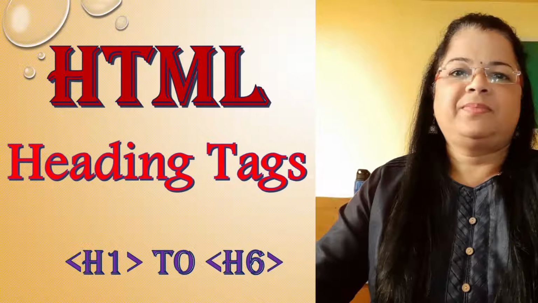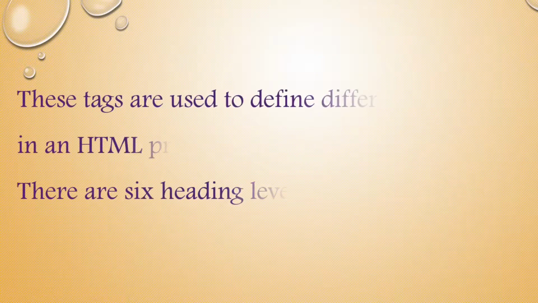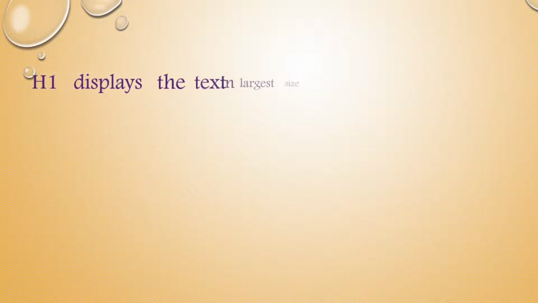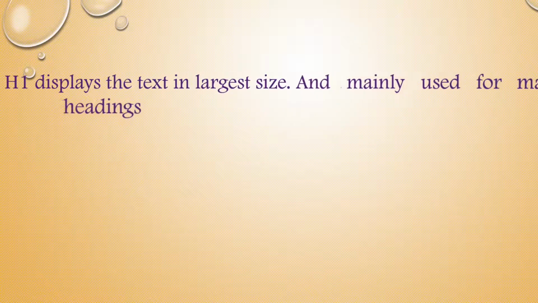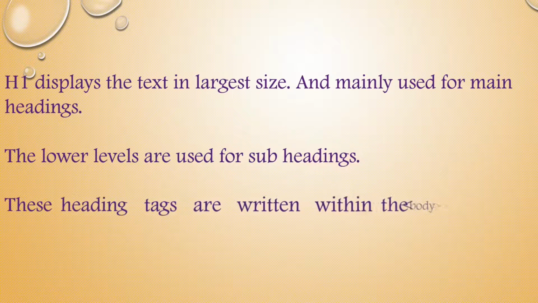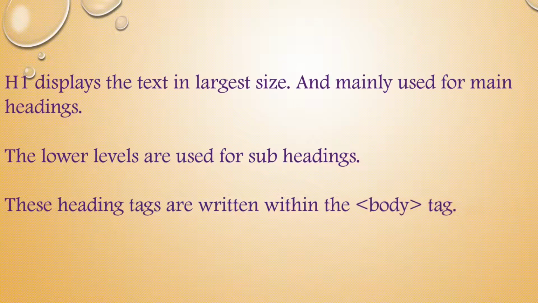In today's class, I am going to teach you HTML heading tags, that is H1 to H6. These tags are used to define different heading levels in HTML program. There are 6 heading levels, that is H1 to H6. H1 displays the text in largest size and is mainly used for main headings. The lower levels are used for subheadings. These headings are written within a body tag.